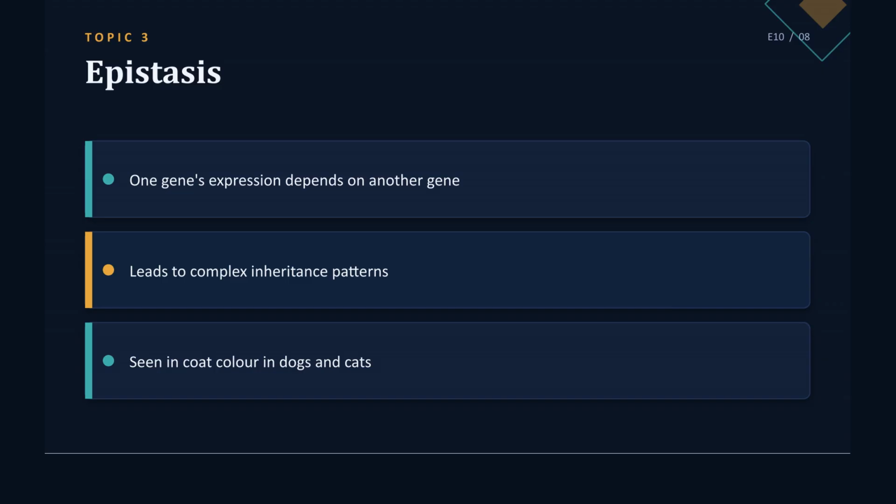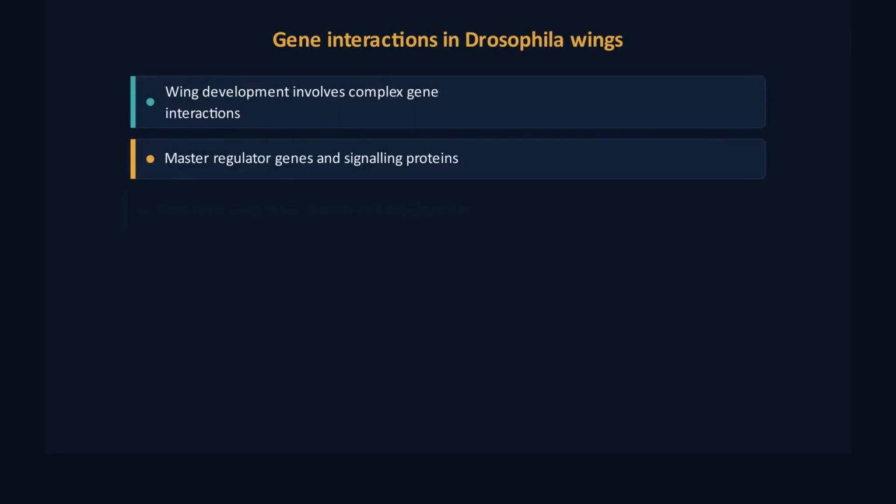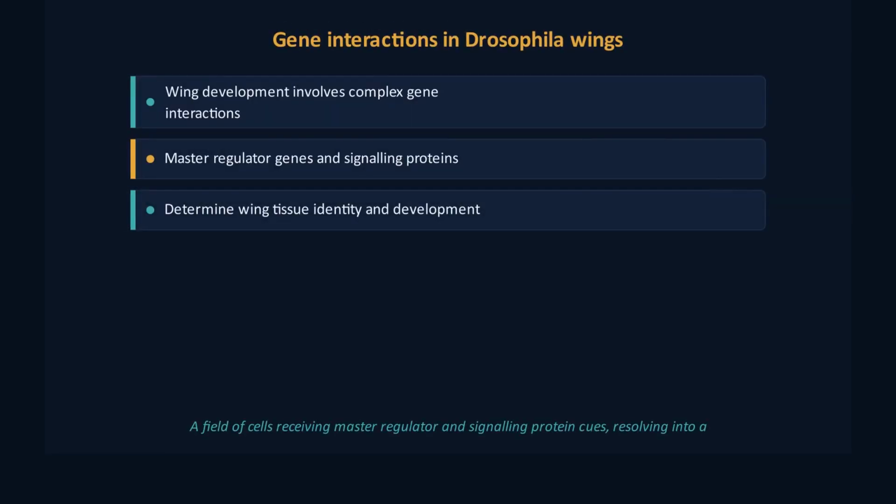The lesson is that genes are not always independent voices. Sometimes one gene must speak first before another can be heard at all, and that hierarchy reshapes the inheritance we see. These interactions are not abstract, they build real bodies. Consider wing development in the fruit fly, Drosophila. The development of Drosophila wings involves complex gene interactions, and at the heart of it are master regulator genes and signaling proteins. These play crucial roles in determining wing tissue identity and in driving the wing's development forward.